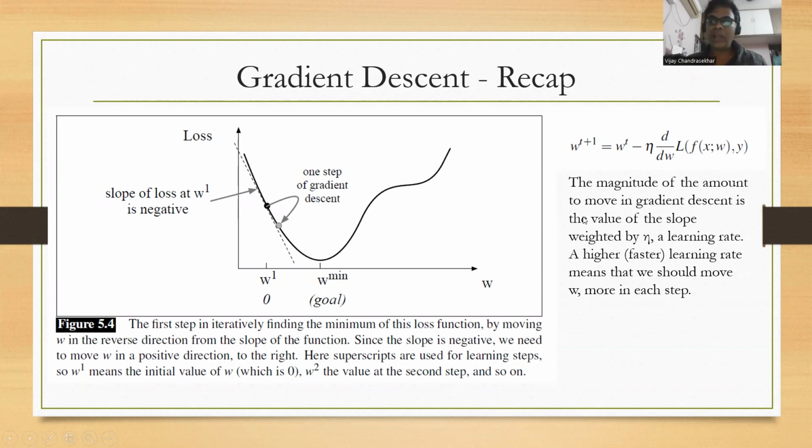Now, of course, the magnitude of the amount to move in gradient descent is the value of the slope weighted by this eta, a learning rate. So, of course, eta can be big, eta can be small, whatever, right? If eta is huge, you will move faster down that curve. If eta is small, your steps are going to be smaller, so it takes more steps for you to reach the bottom of this valley.